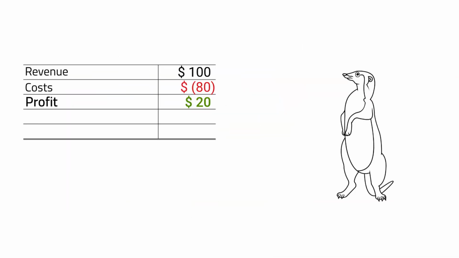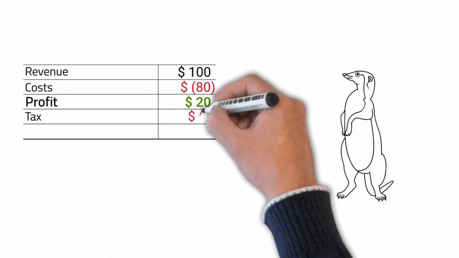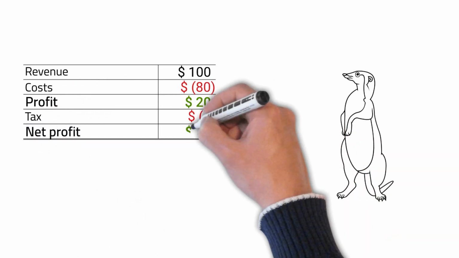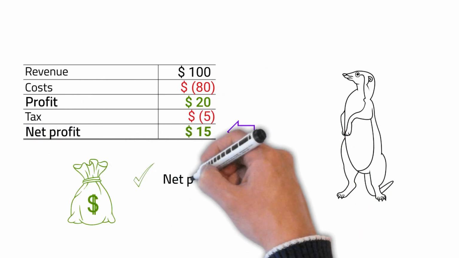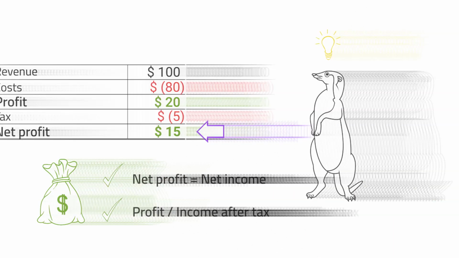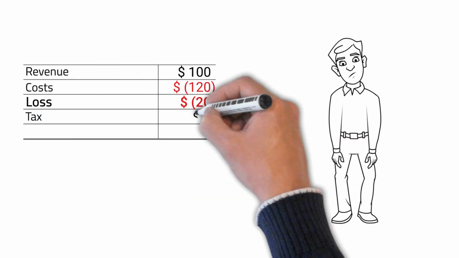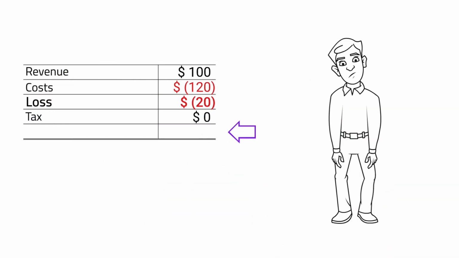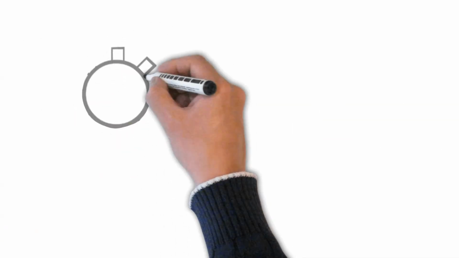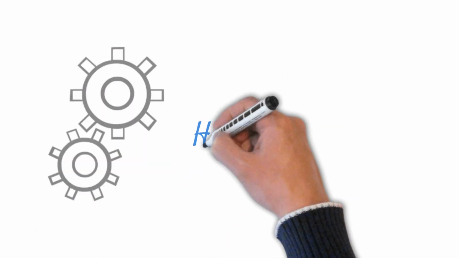Then come taxes. After you deduct taxes, the result is called net profit or net income. Often you can also come across the name profit or income after taxes. Or it can be loss, of course. If you incur losses, there are normally no taxes to pay. Let's see how the income statement works in practice.